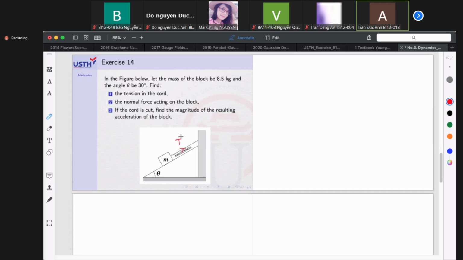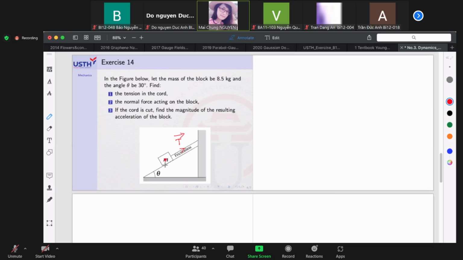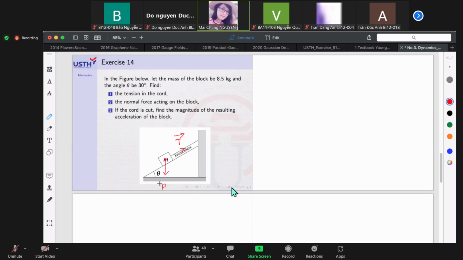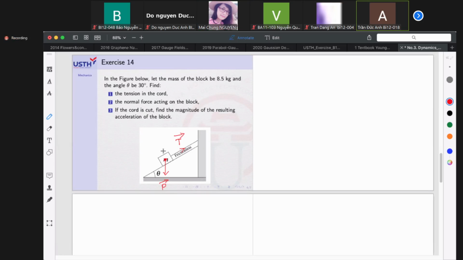Yes, we have the weight. The weight goes downward. Since we have mass, we always show the force of the weight, P for example. Then the last one is the normal force, N. Is that all? We have 3 forces acting on the object in this exercise. Do you agree?